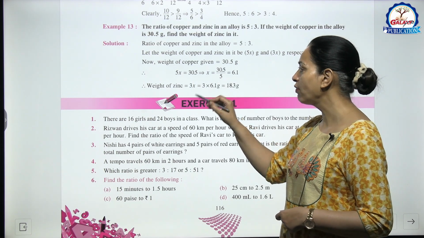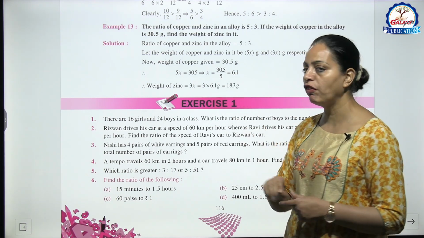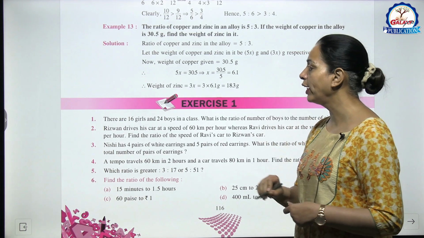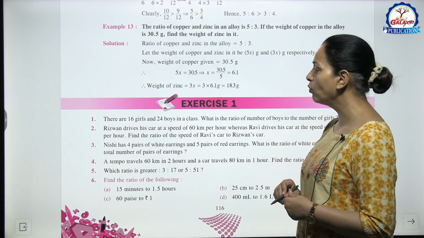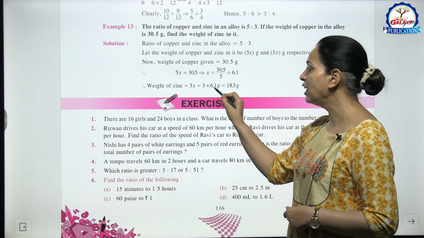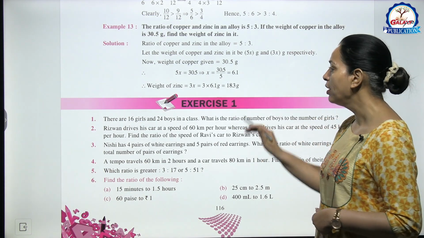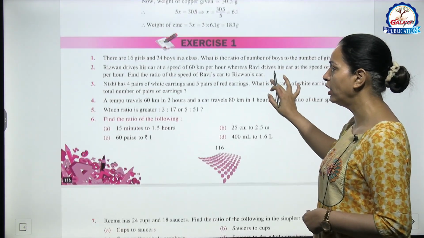तो यहाँ से हम x फाइंड कर लेंगे. 30.5 upon 5 means 6.1. So what is the weight of zinc? That is 3x. 3 into 6.1 gram means 18.3 gram.